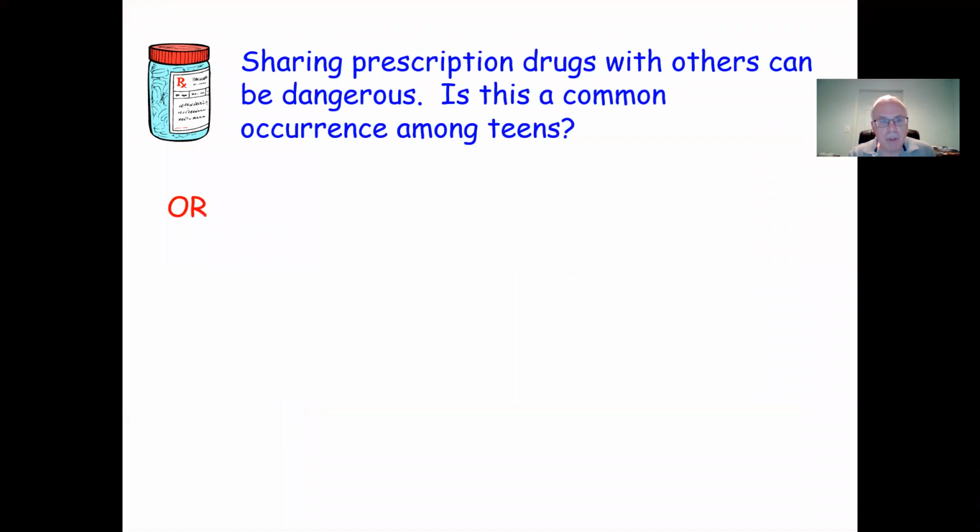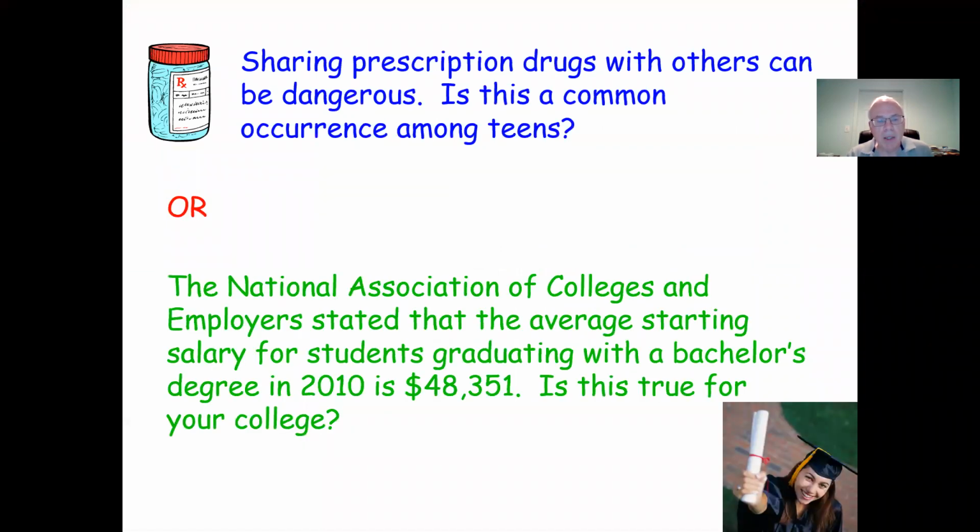And this particular slide here just tells you why we might want to do hypothesis testing. We may have a research question that we want to answer. For example, it says here the second one, it says the National Association of Colleges and Employers stated that the average starting salary for students graduating with a bachelor's degree in 2010 is $48,351. And you wanted to know, is this true for your particular college? So that's a research question. That's something you would have to gather some data and then test to see if that hypothesis of 48,351 seems to be reasonable for your particular college.